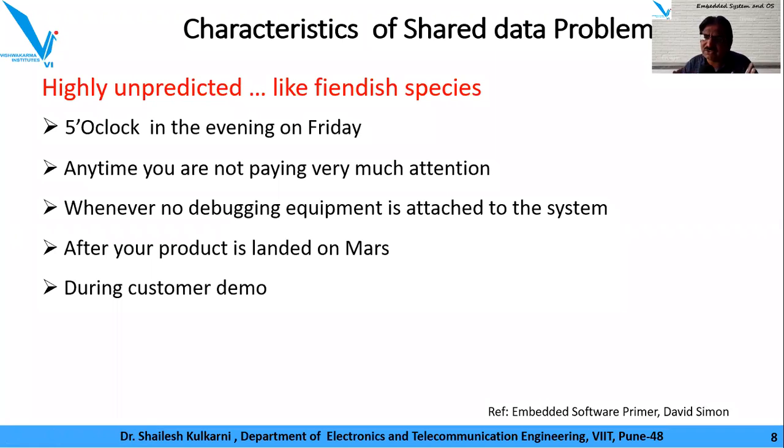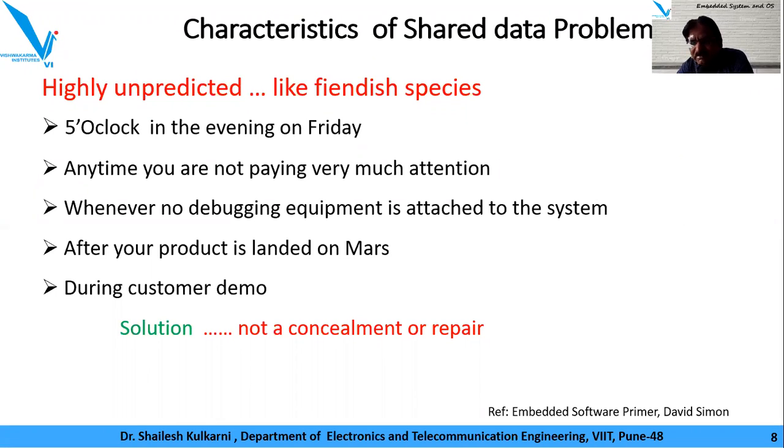Okay, I think this much discussion is sufficient to understand the characteristics of this shared data problem, which is unique and highly unpredictable. Fine. So what is the solution? The solution is, don't expect the problem to occur and then apply some kind of concealment or repair actions. That would be too late, right? Instead, I need to make sure that some kind of avoidance or prevention methods are used in order not to get caught by this shared data problem. What kind of prevention or avoidance methods are there? Let's see it very quickly now.